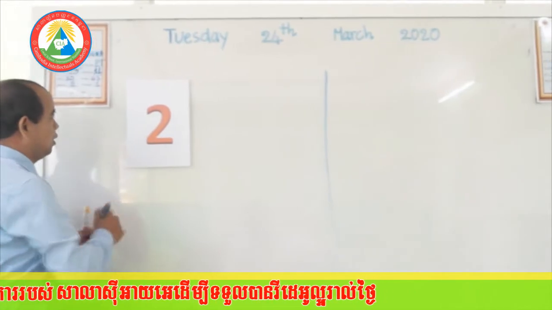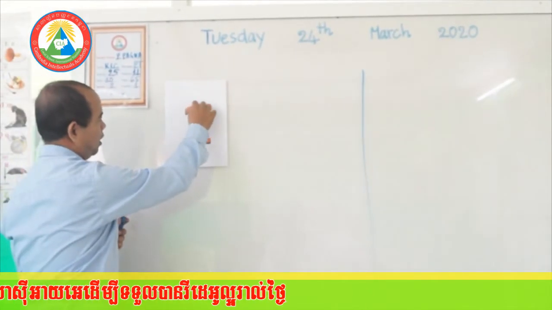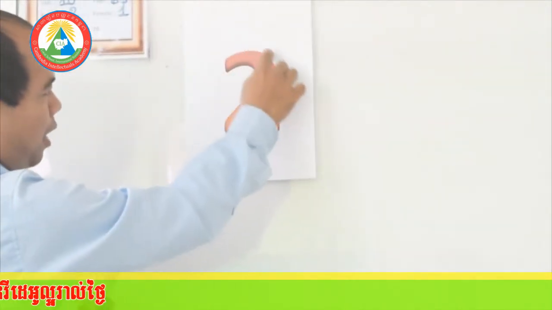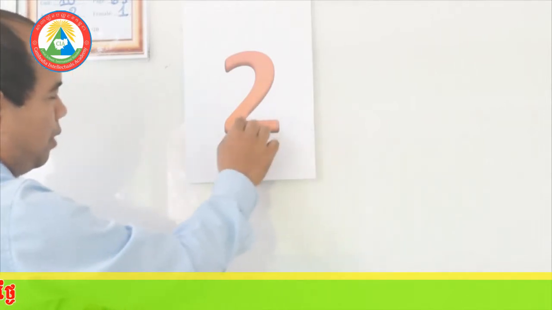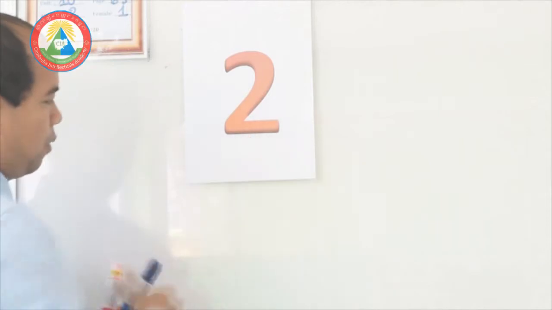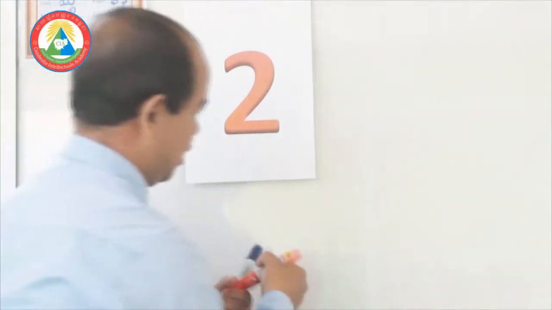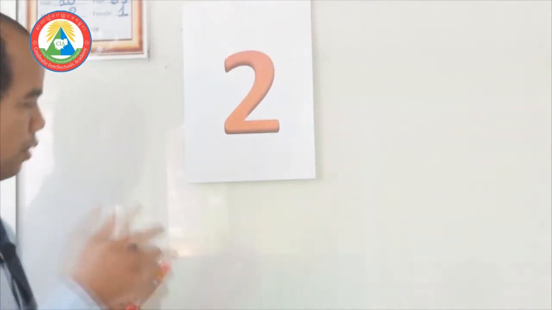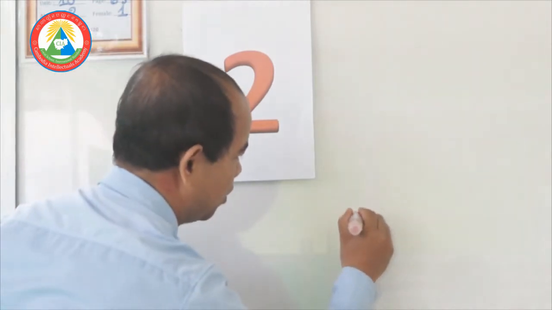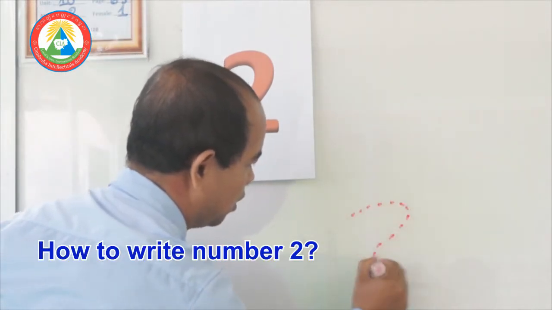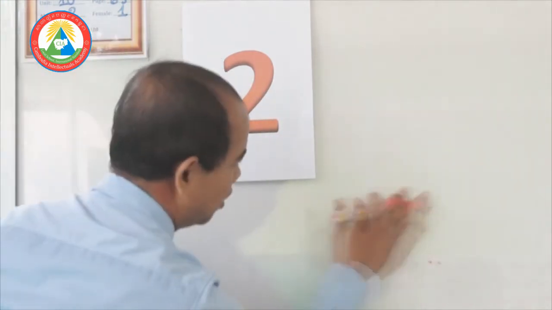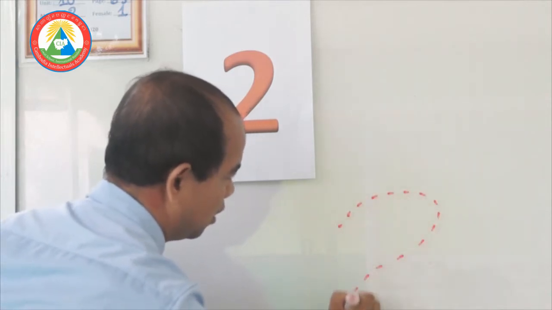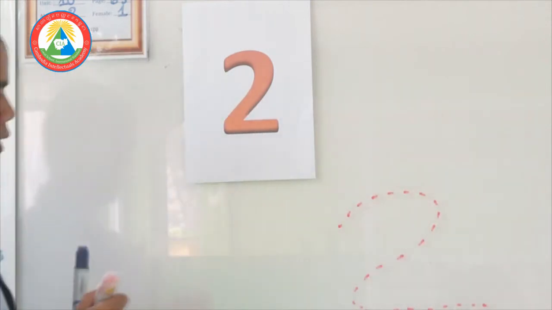So when we write number 2, yeah, we start from the top, and we go like this in a circular shape, like this, and then we go like this, from the left to right. Now I trace for all of you. When I trace the number 2, it is very easy for you to follow how to write number 2. Yeah, number 2, I write a little bit bigger. It's number 2.